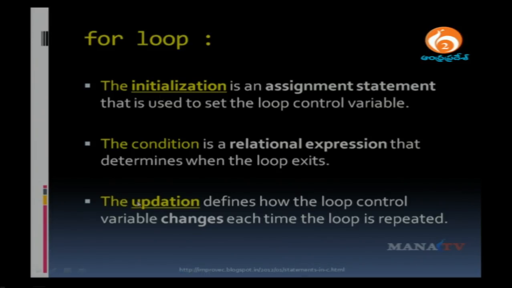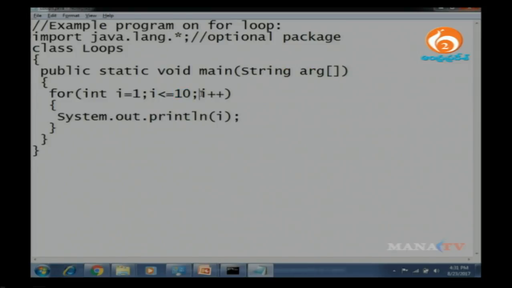Next, updation. It defines how the loop control variable changes each time the loop is repeated. If you do not write this updation, it becomes an infinite loop, because if you do not write this, every time i will be 1 only, so the condition stays true. So it leads to an infinite loop if you do not write the updation here. Condition and updation are very important in the for loop.